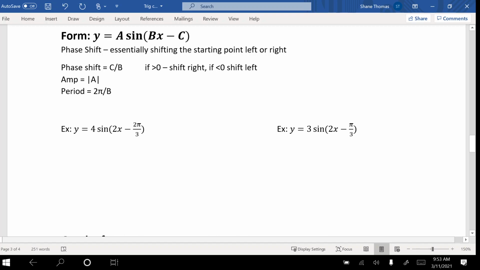This is called a phase shift. A phase shift is essentially shifting the starting point of the graph left or right. To find the phase shift, find C over B. Whatever those two numbers are, use them for C over B. If it is greater than 0, a positive number, we're shifting to the right. Negative number, we're shifting left. Amplitude is the same as before, the absolute value of the A term. Period is the same as before, 2 pi over B.